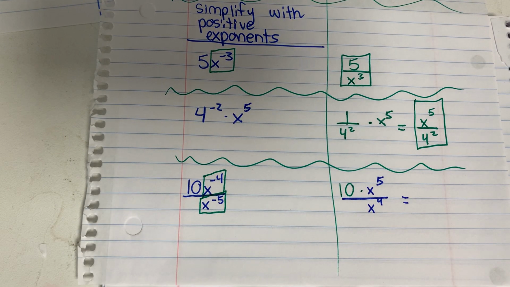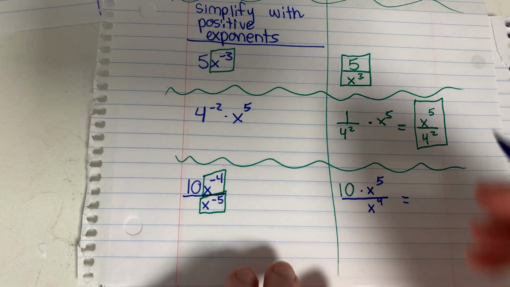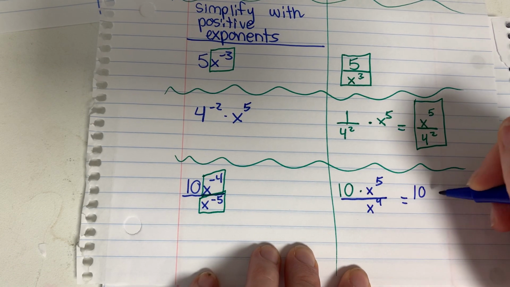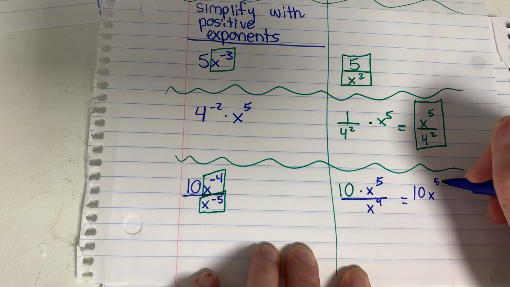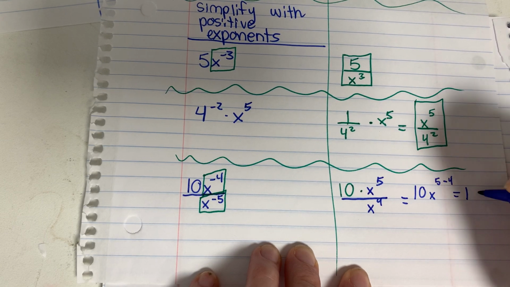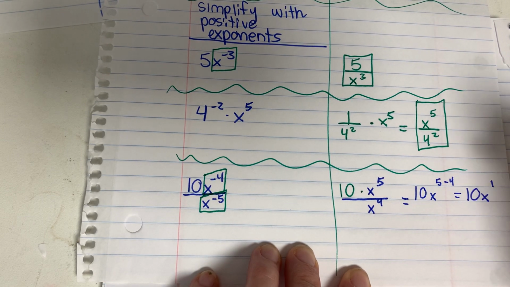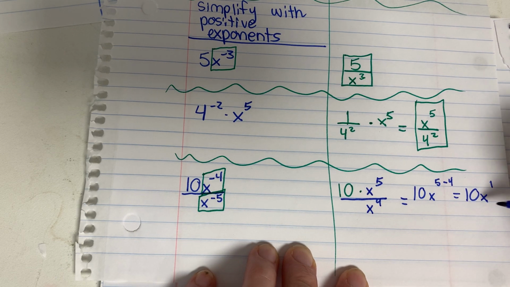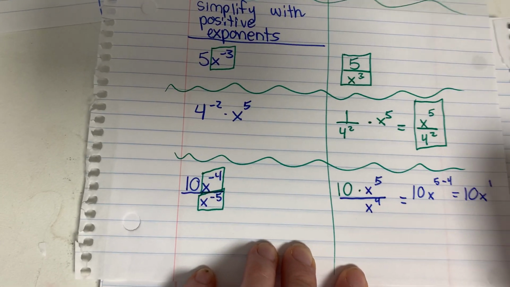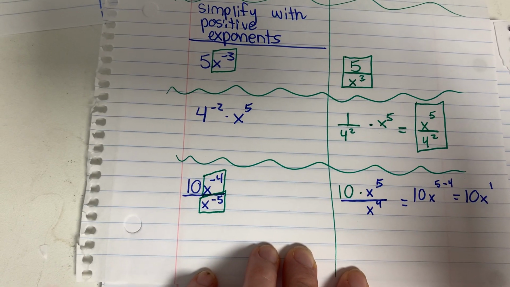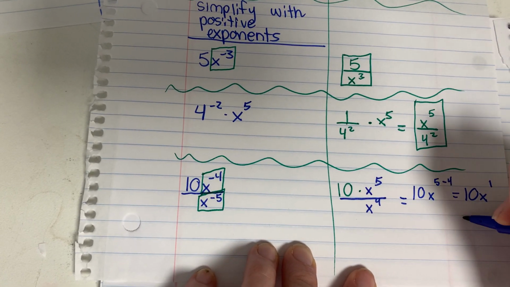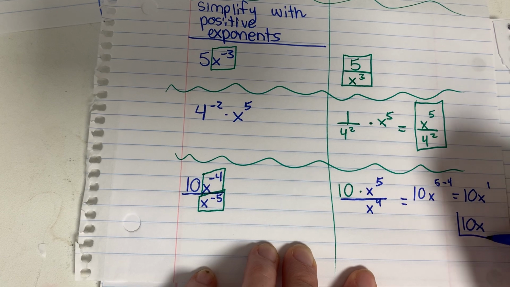And now I can either expand it or use the quotient rule, which says 10 times x to the 5 minus 4. Oh my goodness, I can't speak today. 10 times x to the 1 power, which is the same as 10 times x.